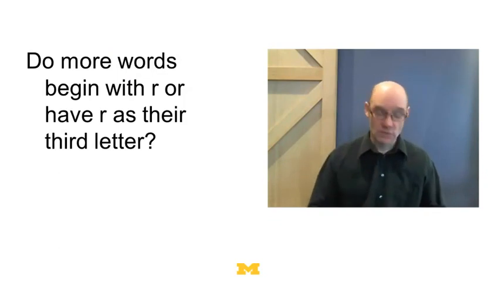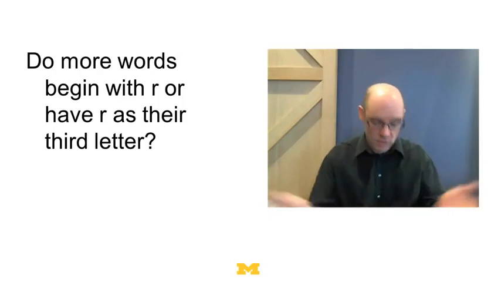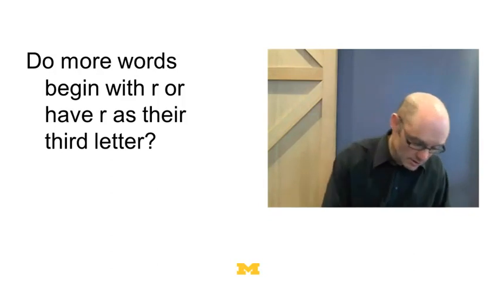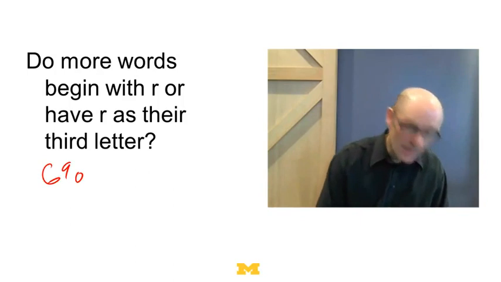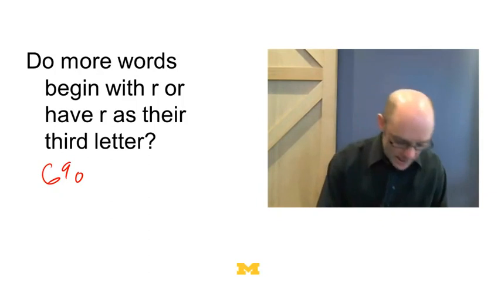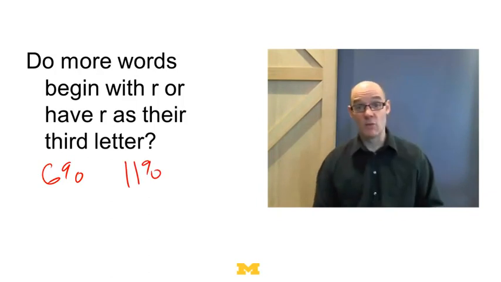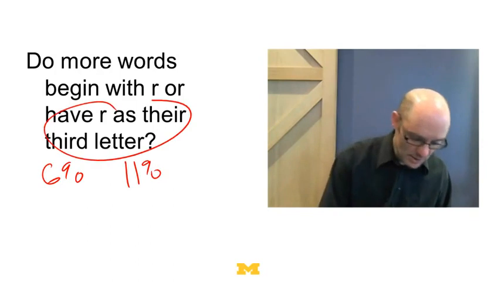So you could just, first of all, look at how many pages there are that seem to begin with R, and you could maybe get that 6% or something begin with R. And then you could randomly flip through the dictionary looking at words and see what percentage of words have R as their third letter, and you might find that that may be like 11% or something. And you might find out, oh my goodness, that this is actually bigger.